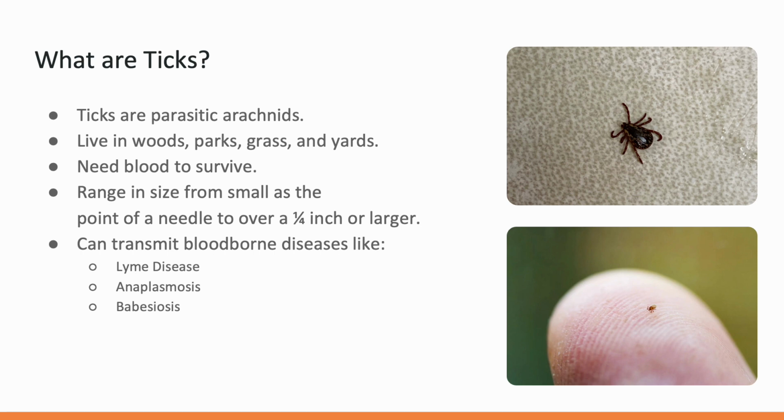Since ticks feed on blood, they can transmit blood-borne pathogens that lead to potentially debilitating diseases like Lyme disease, anaplasmosis, and babesiosis. So, with all the problems that ticks can cause, researchers set out to track human tick exposure and to inform the public about ticks and tick prevention.